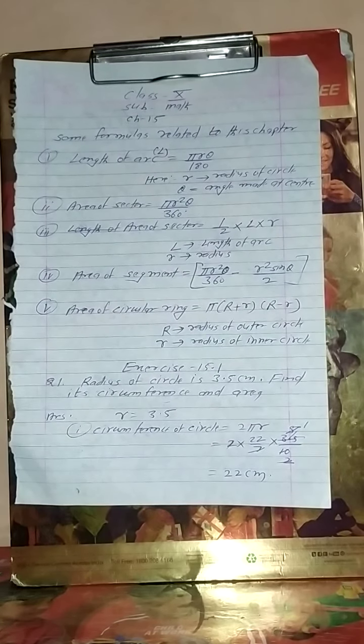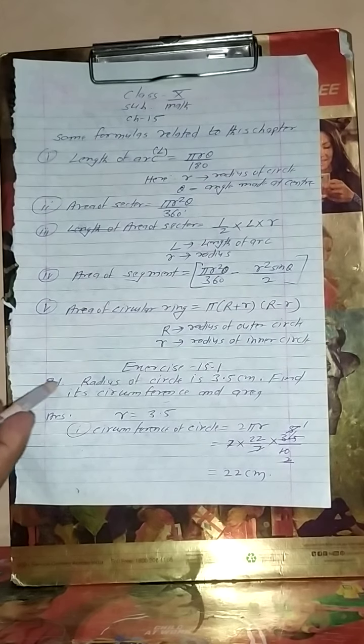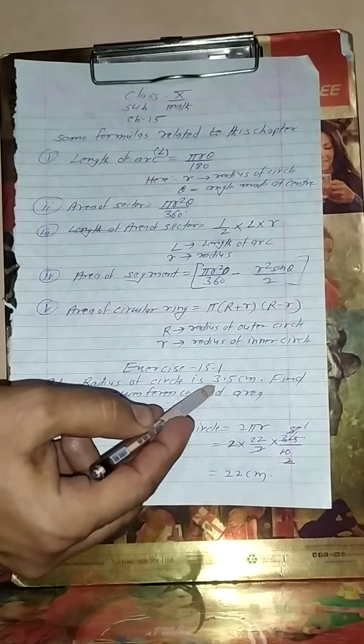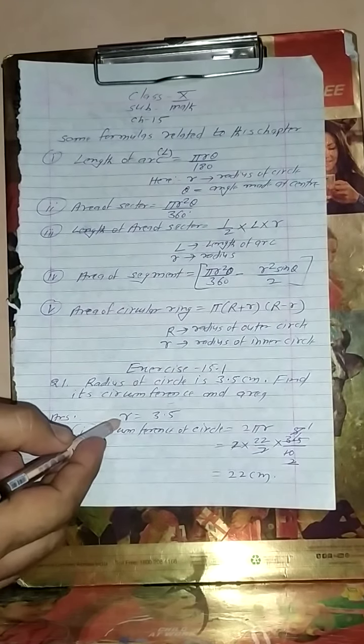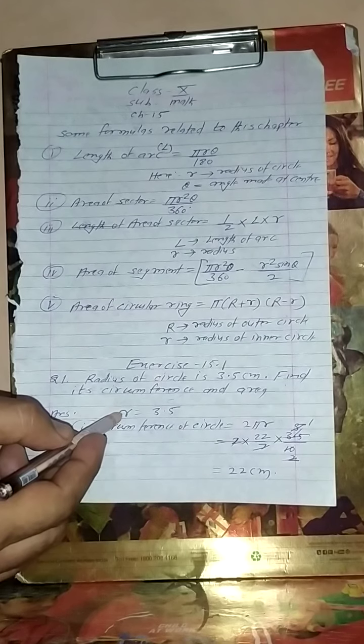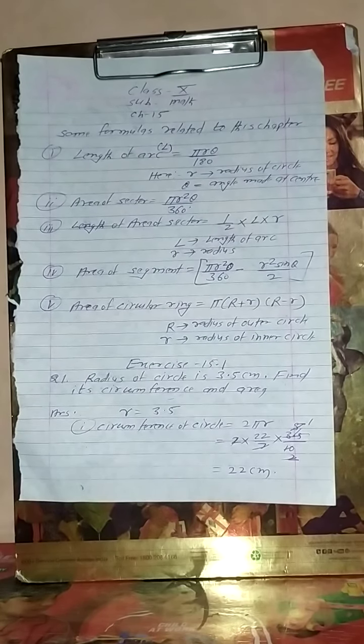Now we start exercise 15.1. In the 15.1 exercise, question number 1, the radius of a circle is 3.5 cm. Find the circumference and area. In this question we are given the radius 3.5. We have to find the circumference and area of the circle.